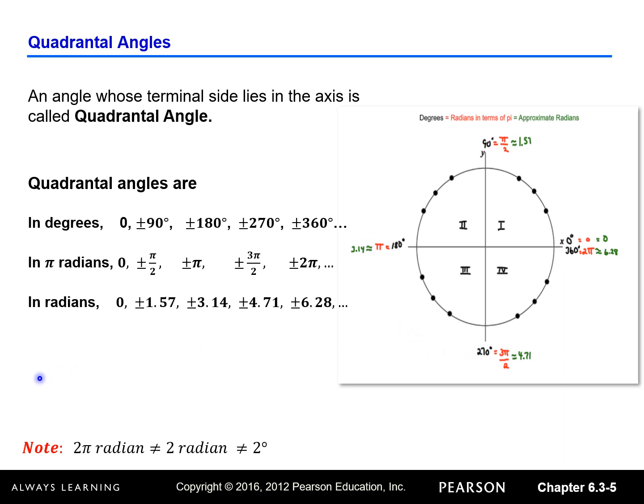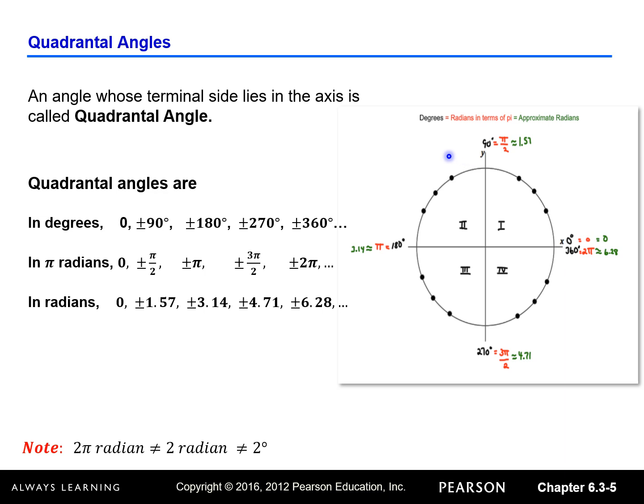Then another quadrantal angle whose measure is in pi radians. So we have the positive x-axis, which is 0 radian. And then 1/4 of 2 pi radians, it's pi over 2. So you would just add pi over 2, because pi over 2 is equivalent to 90 degrees.